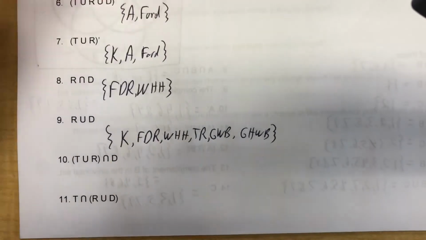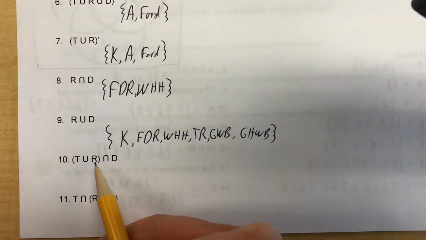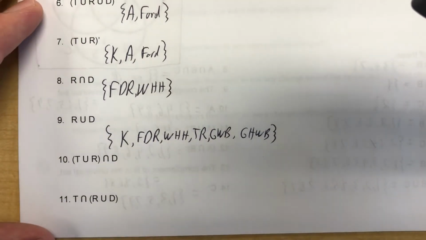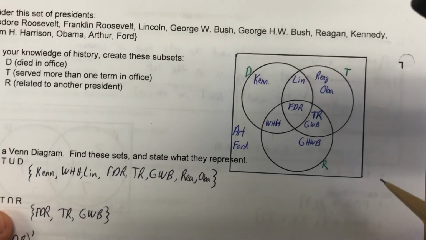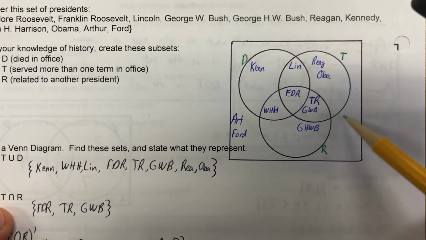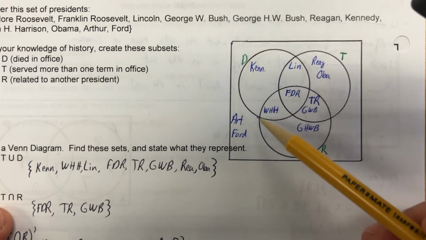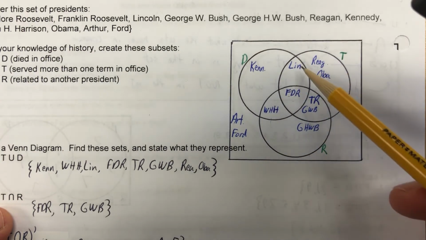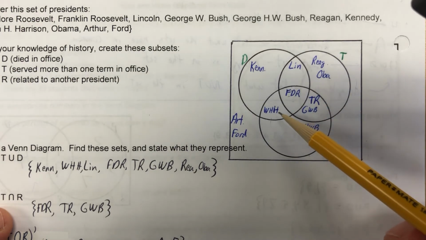Okay, so T union R. Let's deal with that first. It's in parentheses, so let's deal with that first. T union R is all the stuff in both of these circles right here. So here's T union R: Reagan, Obama, Lincoln, FDR, Teddy Roosevelt, both Bushes, and Harrison, okay?